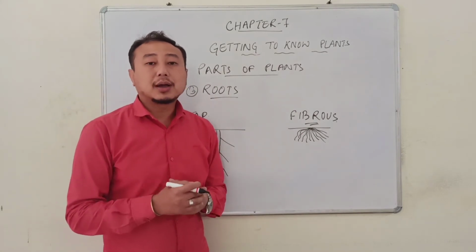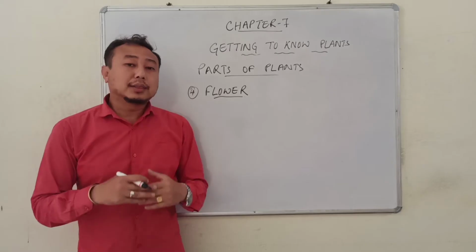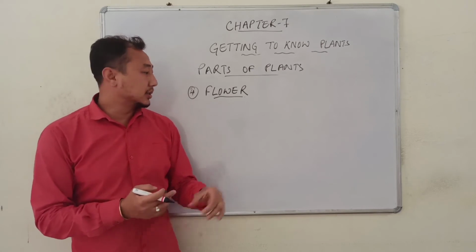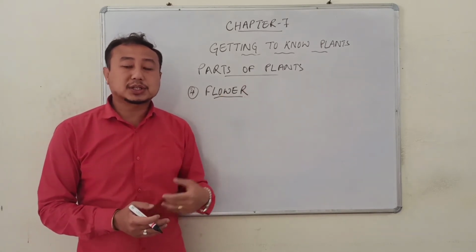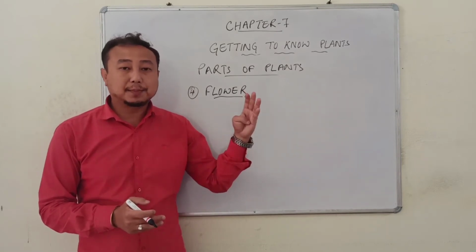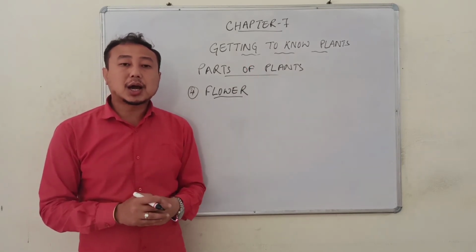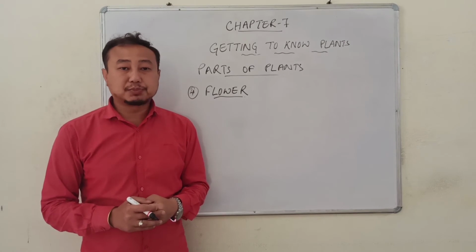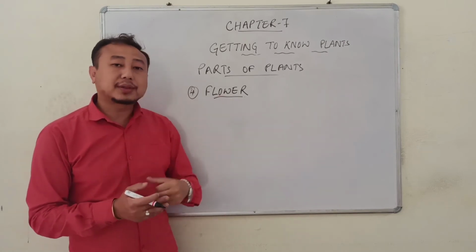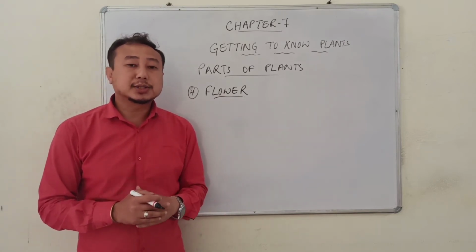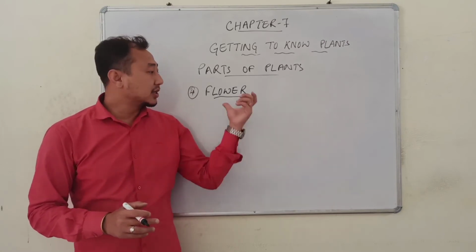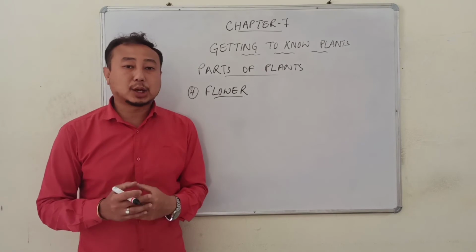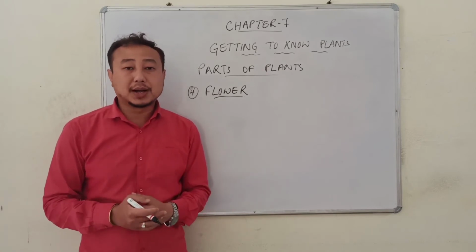Now let us come to the next part of the plant. The next part of the plant that we are going to discuss is the flower. Till now, the three parts that we discussed before, those are stem, leaves and root, are known as the vegetative part of the plant. While the flower that we are going to discuss now is known as the reproductive part of the plant. It is because the flower helps in the development of seed and propagation of the plant.